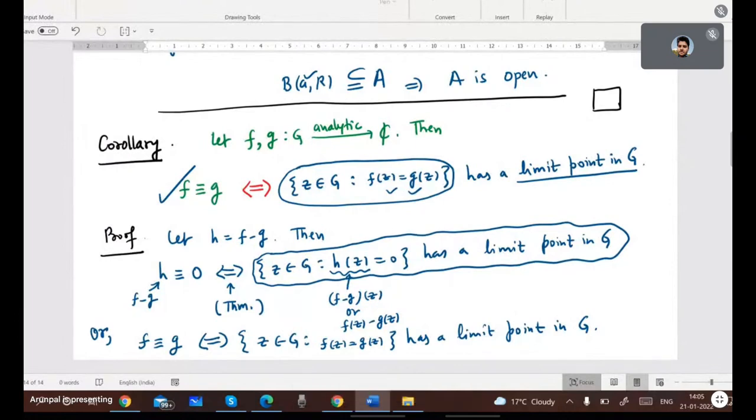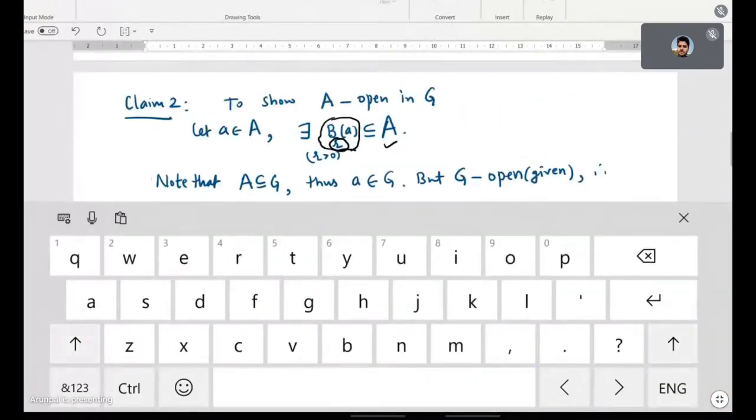So I took h is equal to f minus g just to make you understand it easily. That's it. Otherwise, as such, there was no need to take h. You could do it straightforward. Just a minute, class. What's happening?